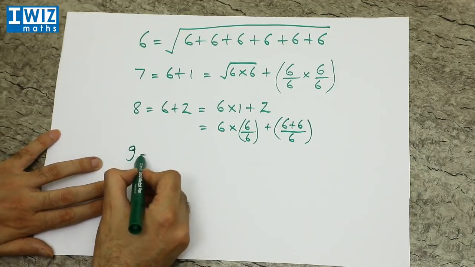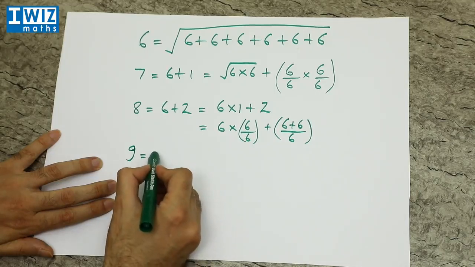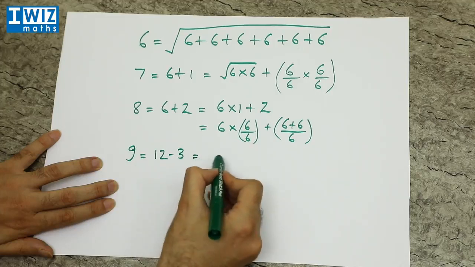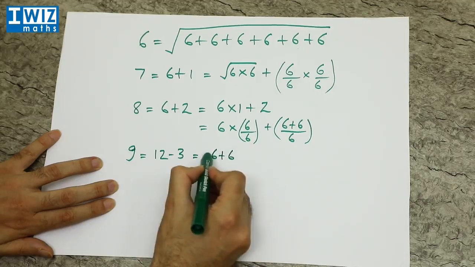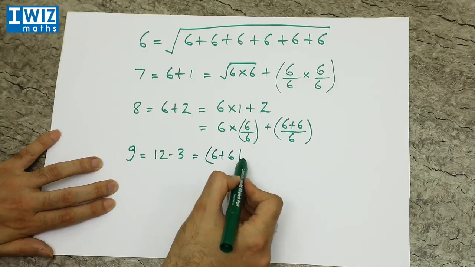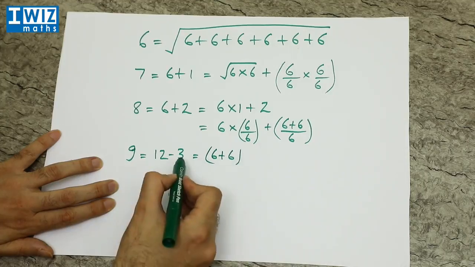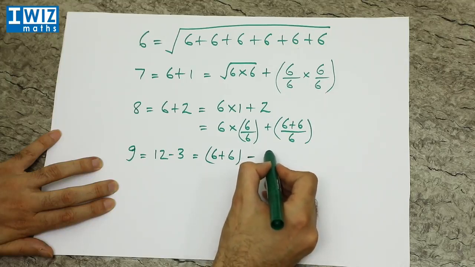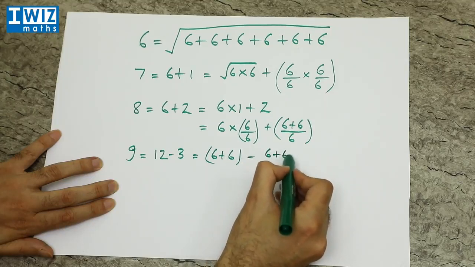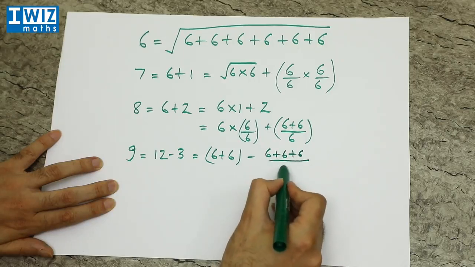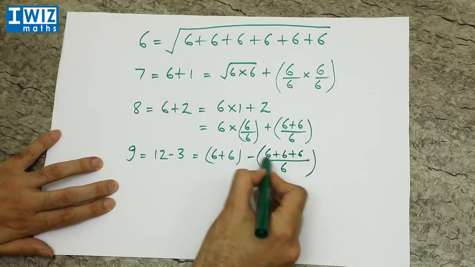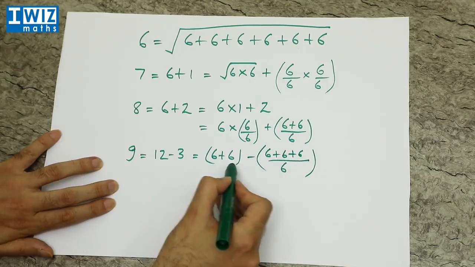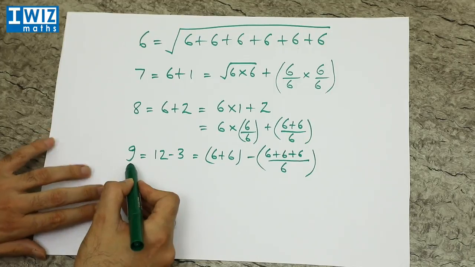9, we can get to 9 by thinking of 9 as, let's say, 12 minus 3. 12 is just 6 plus 6, that's 12, and now we need to get to the number 3, which we get from minusing 6 plus 6 plus 6 divided by 6. So that's 18 divided by 6 is 3, so that makes it 12 minus 3 is equal to 9.